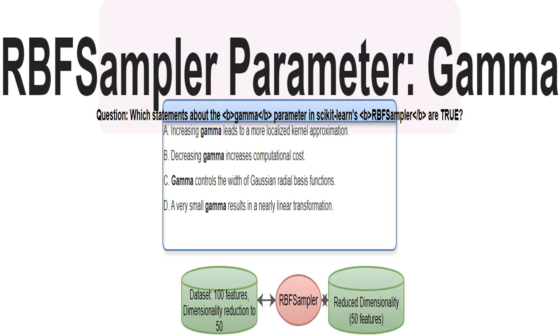I'm focusing on the gamma parameter within scikit-learn's RBFSampler. This parameter is super important because it directly controls how the radial basis functions behave. Think of it as the tuning knob for our approximation.